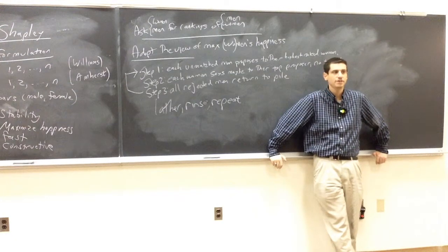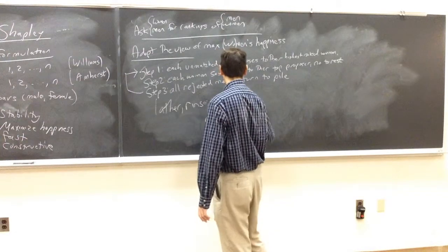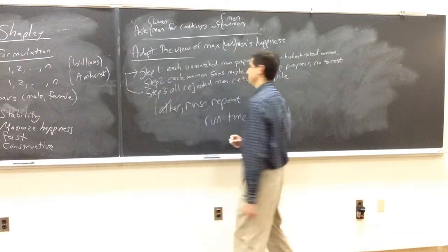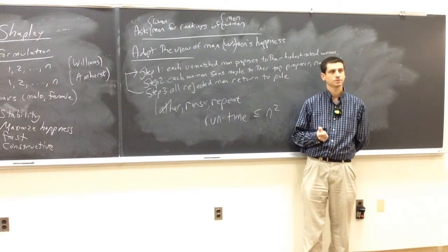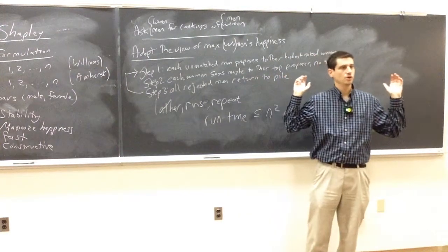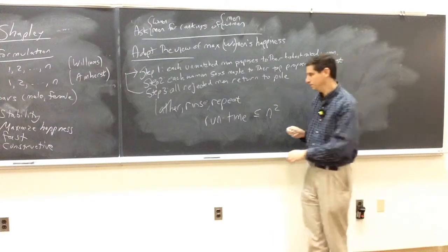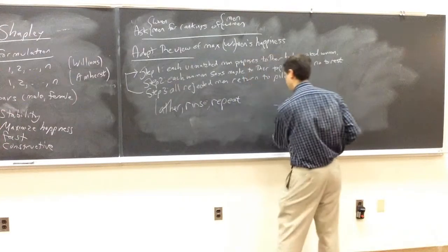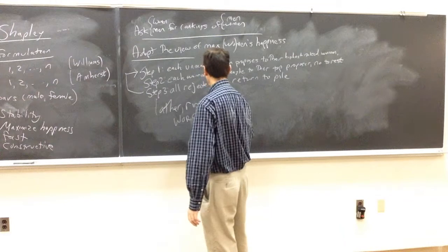Now, worst case scenario, how long could the algorithm take? Forever. What's the runtime? The runtime will be less than or equal to n squared. Yes? Couldn't it take forever if the men never change their choices and they are lower ranked? Well, here's the thing. In step one, what's the worst case scenario? The worst case is that each of the n men has to ask all of the n women.